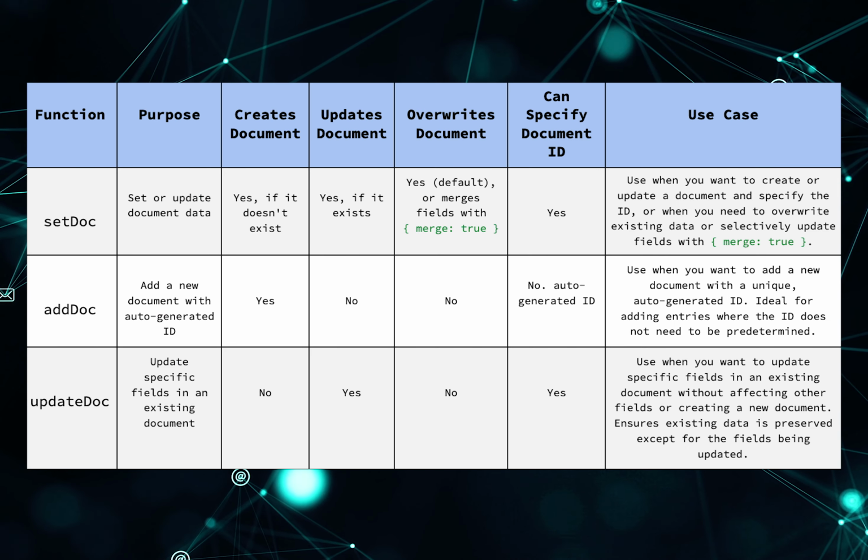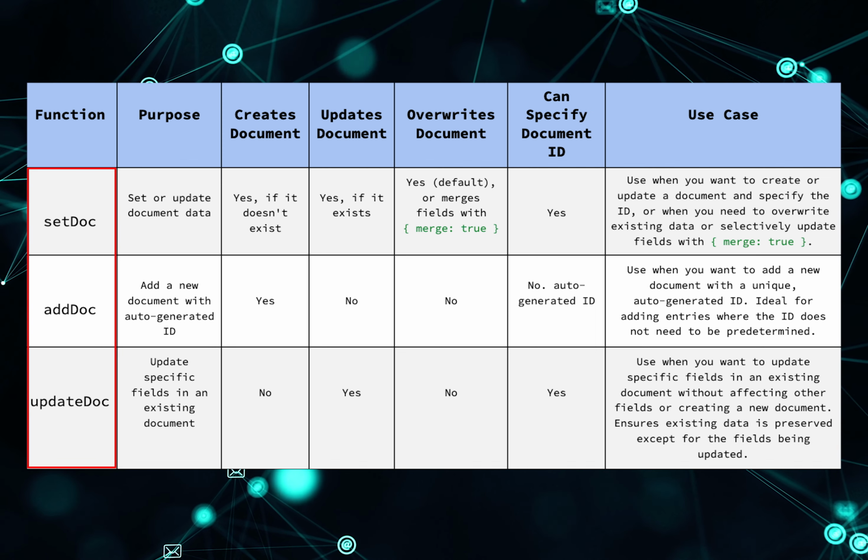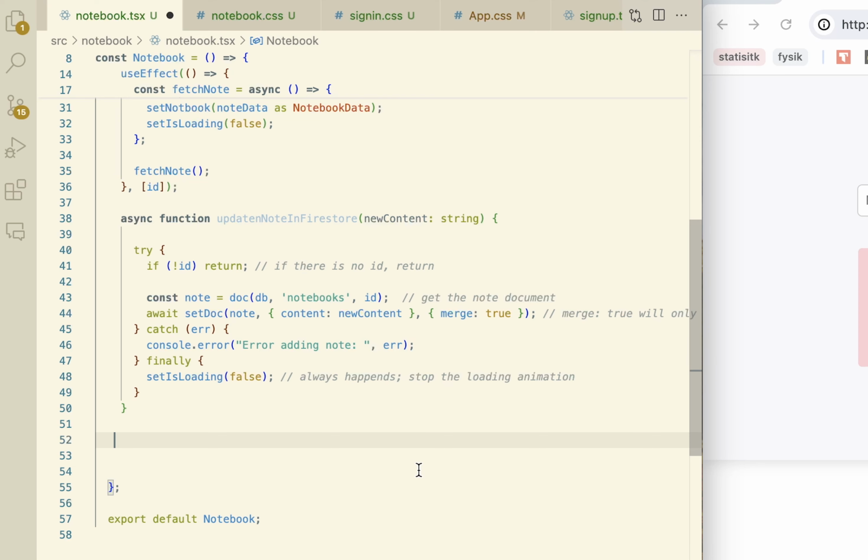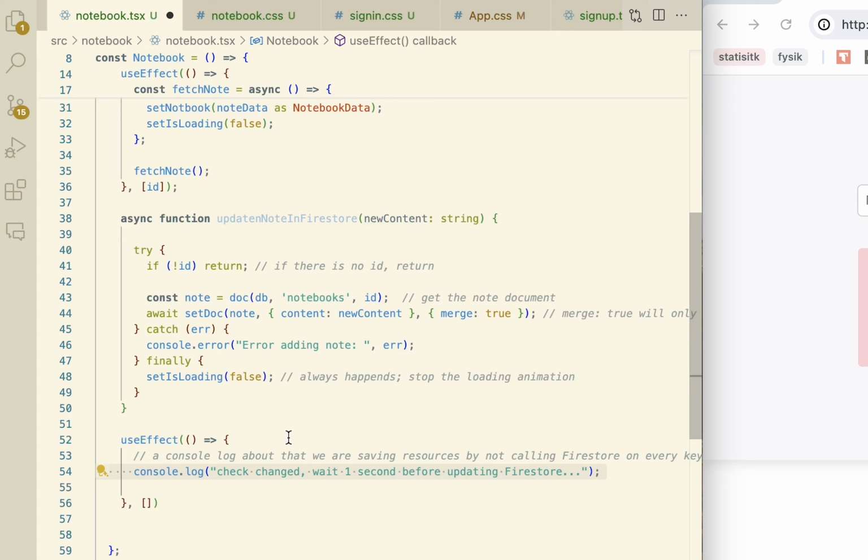This table helps illustrate the different purposes and use cases for each function. Since we want to overwrite the existing notebook content, we're going to use setDoc. The setDoc function is used here with the merge true option, which means only the field specified in the update, in this case content, will be modified. Other fields in the document will remain unchanged. This is crucial for preserving other data like the notebook's title, creation date, and colors. The finally block ensures setIsLoading is called regardless of whether the update succeeded or failed. This stops the animation, indicating that the save process is complete.